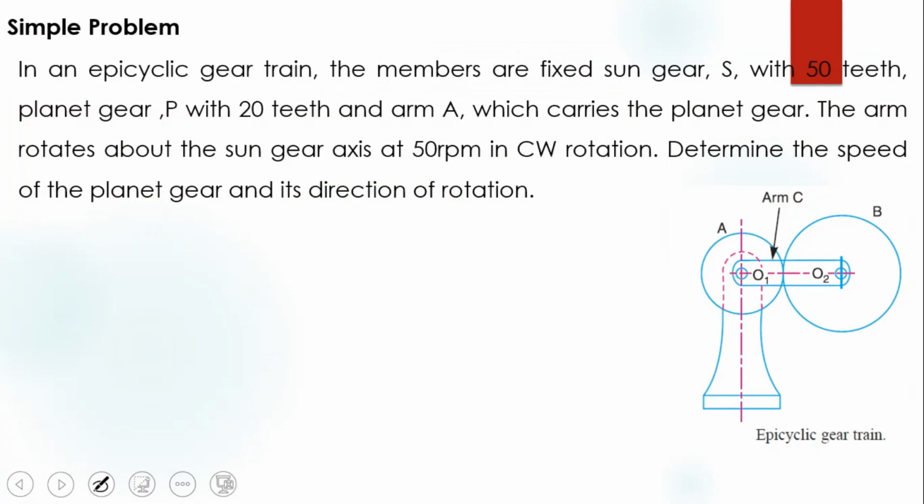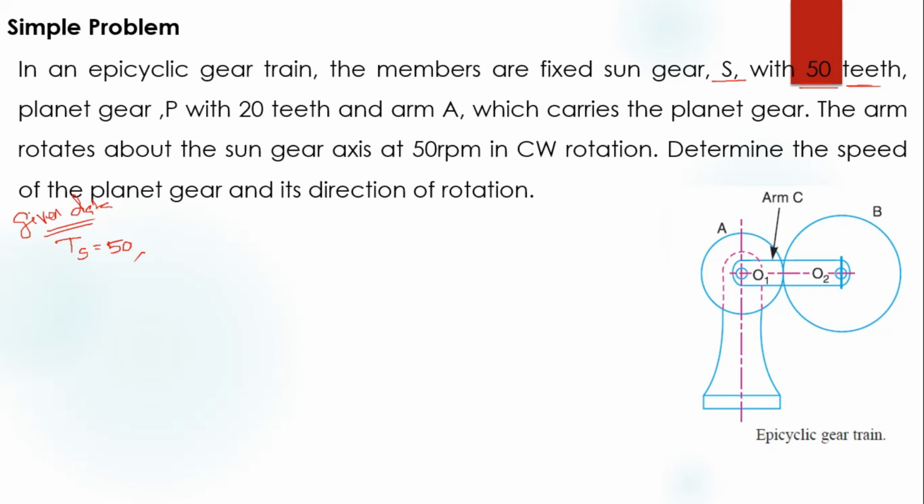So let us discuss a simple problem now. I'll read the problem. In an epicyclic gear train, the members are fixed sun gear S with 50 teeth, right? So teeth of S, which is equal to 50. Clear? This is given data. So whatever may be the problem, first we have to write the given data, right?